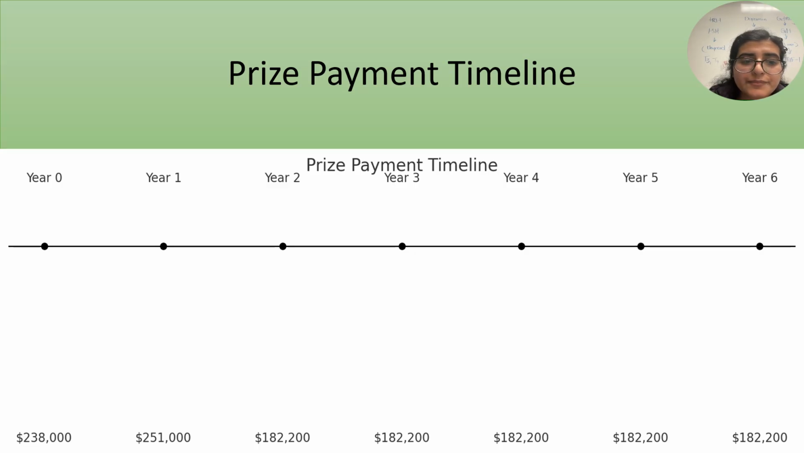To determine the present value of the entire prize, each of these future payments must be discounted to today's value. Using the 10% annual interest rate, the timeline shows how the payments are spread and helps in visualizing the structure needed to apply present value calculations for both the lump sum and the annuity portion.